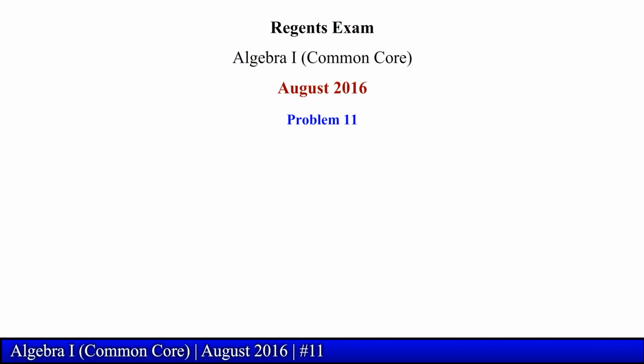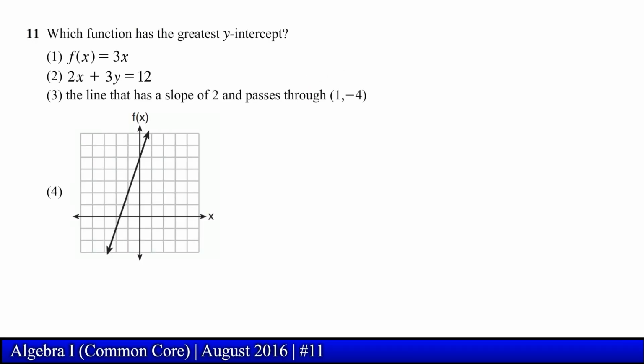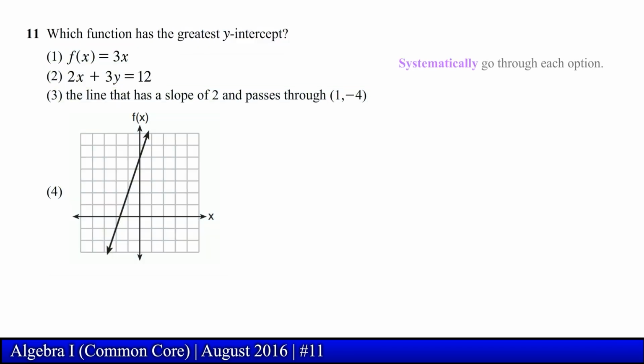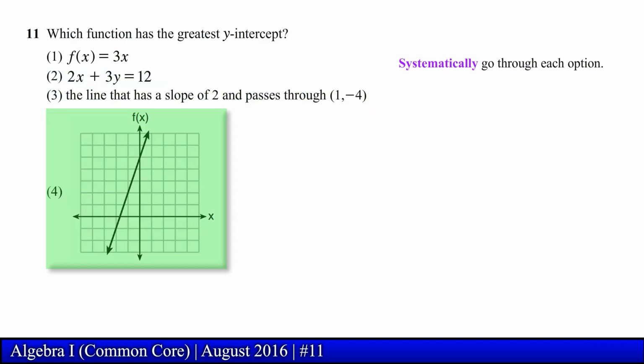Regents Exam, Algebra I, August 2016, problem number 11. Which function has the greatest y-intercept? In this problem, we are provided with 4 functions, each one expressed in a distinct form. We need to determine which of these functions has the greatest y-intercept. For this type of problem, we have no other choice but to systematically go through each option and make a decision only after we have analyzed all the possible answers.